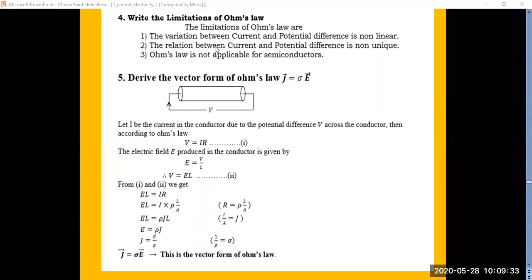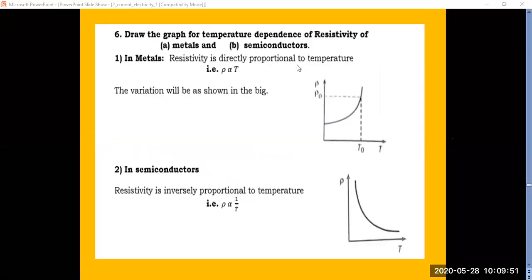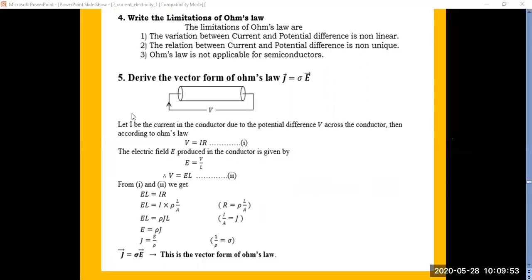The second point is that the relation between current and potential difference is not unique. That means it is not separate. And Ohm's law is not applicable for semiconductors. So this is a continuation of yesterday's point. For semiconductors, you can write: when temperature does not remain constant and when all physical conditions are not the same. This question I just want you to see.